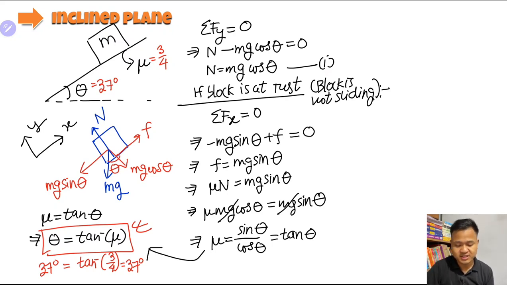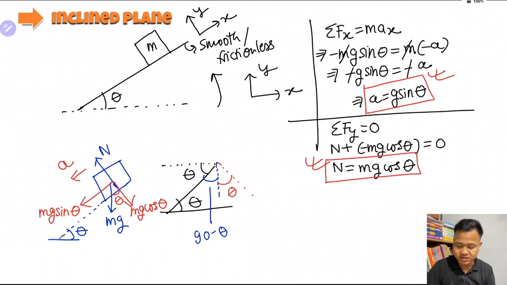If the block starts sliding down, you simply apply the force equation. Fx equals max, and then keep on solving. So that is how you do it. I have shown you two examples, one where you have friction and one where you don't have any friction. These two are some points you can remember.